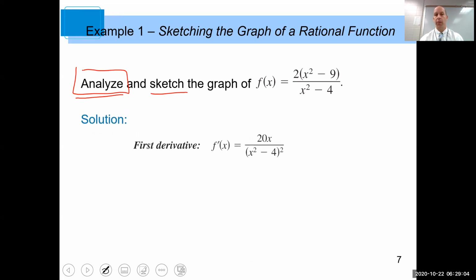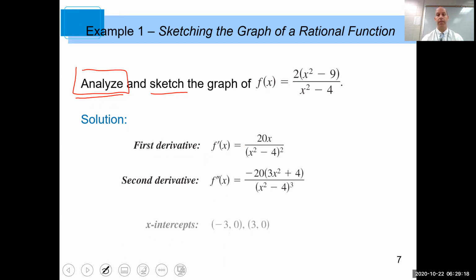So first thing we could do is find the first derivative. We would use the quotient rule for that. We could also find the second derivative, which, by the way, getting the first and then the second derivative definitely requires some work, but I've got those done for you right here.